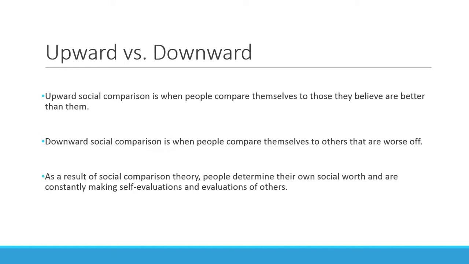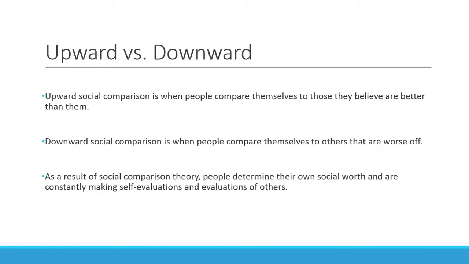There are two types of social comparisons: upward and downward social comparison. Upward social comparison is when people compare themselves to those they believe are better than them. In cases where individuals are seeking to self improve, these comparisons are often made with others who are better off or superior. Downward social comparison is when people compare themselves to others that are worse off or perceived to be less advantaged.